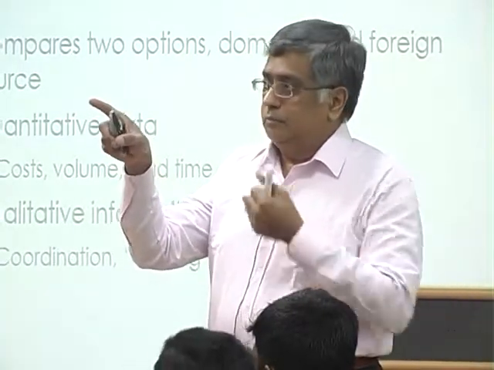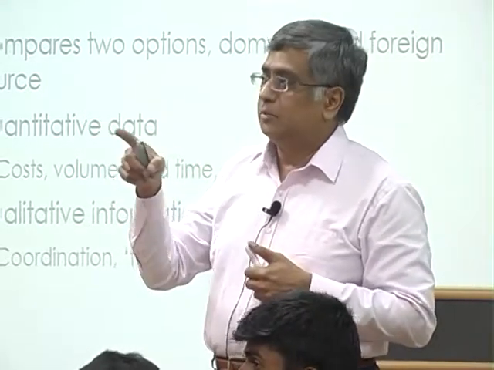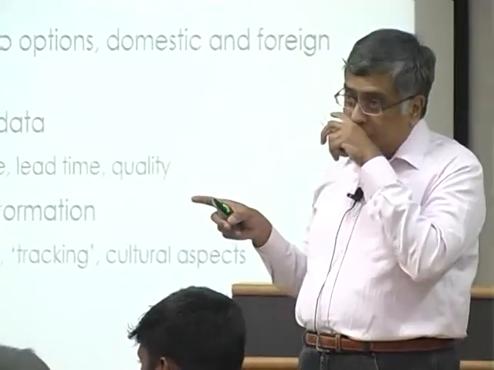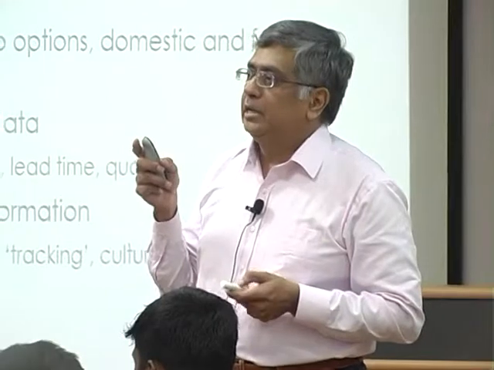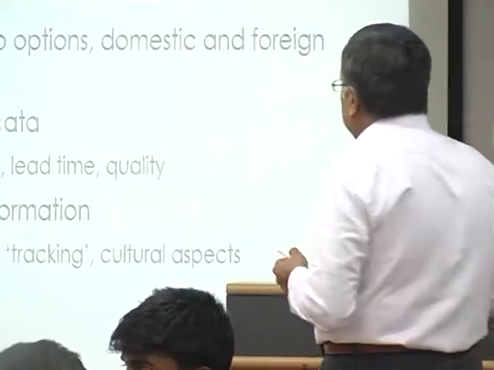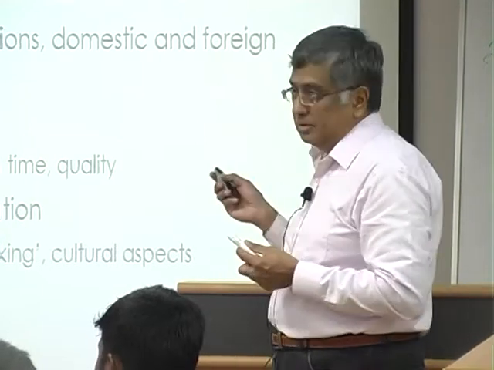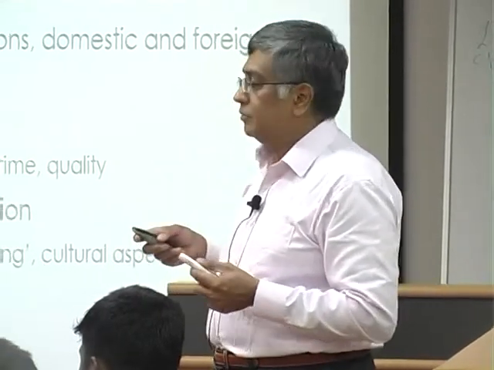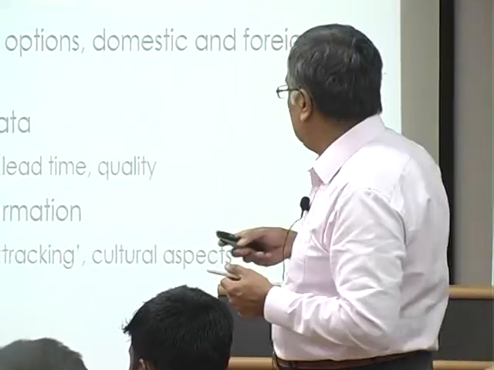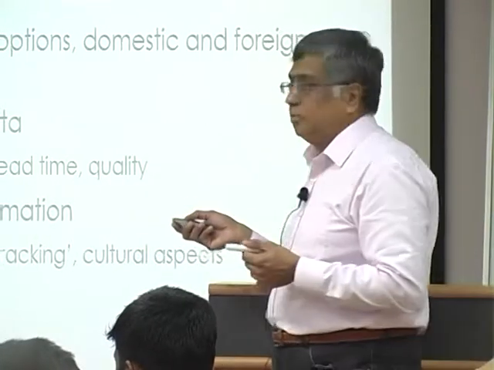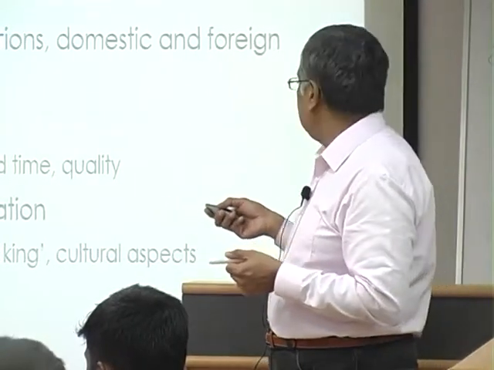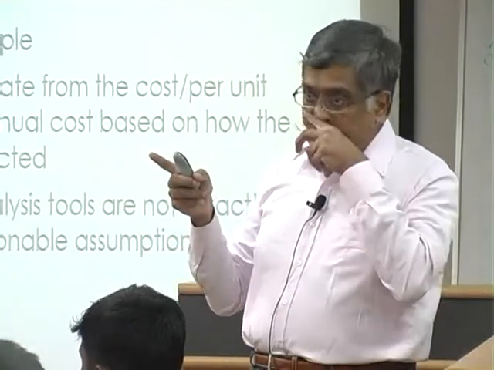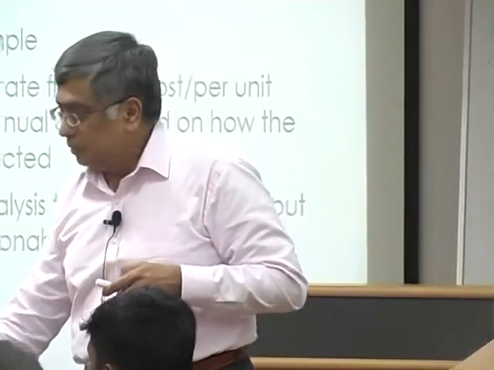I'll give you a brief overview of this, and then I'll switch to the Excel spreadsheet. What we are doing in this case is comparing two options. We're doing supplier selection, comparing a domestic option and a foreign supplier, from China. We have quantitative data relating to cost, price information, volume, lead time, quality, and so on. But we also have qualitative information on coordination, tracking, cultural costs, and so on. I want to show you the spreadsheet of this particular case after showing you the case itself.